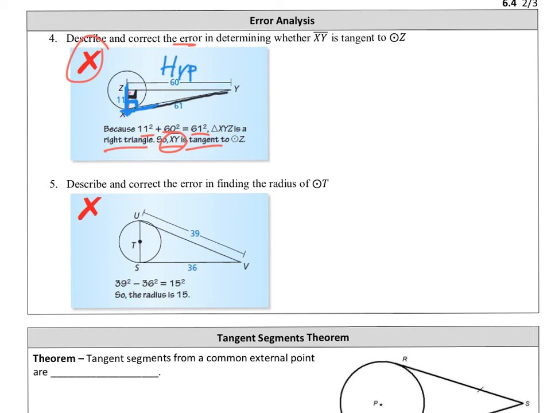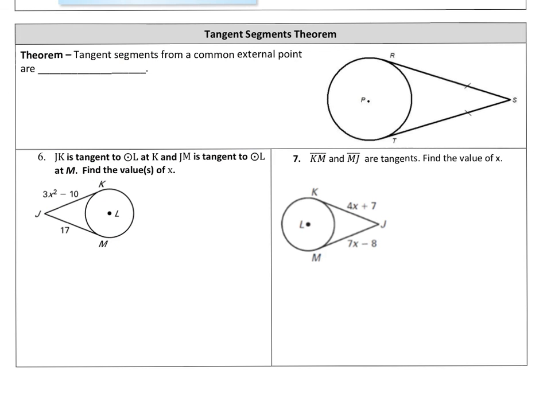The last theorem in this section once again deals with tangents. Okay, but instead of just one, now we have multiple tangents. So as you can see in my picture over here, we have RS, which is tangent to circle P, and TS, which is tangent to circle P. Now, they intersect outside my circle, and because they're both tangent to my circle, that means they are going to be congruent.